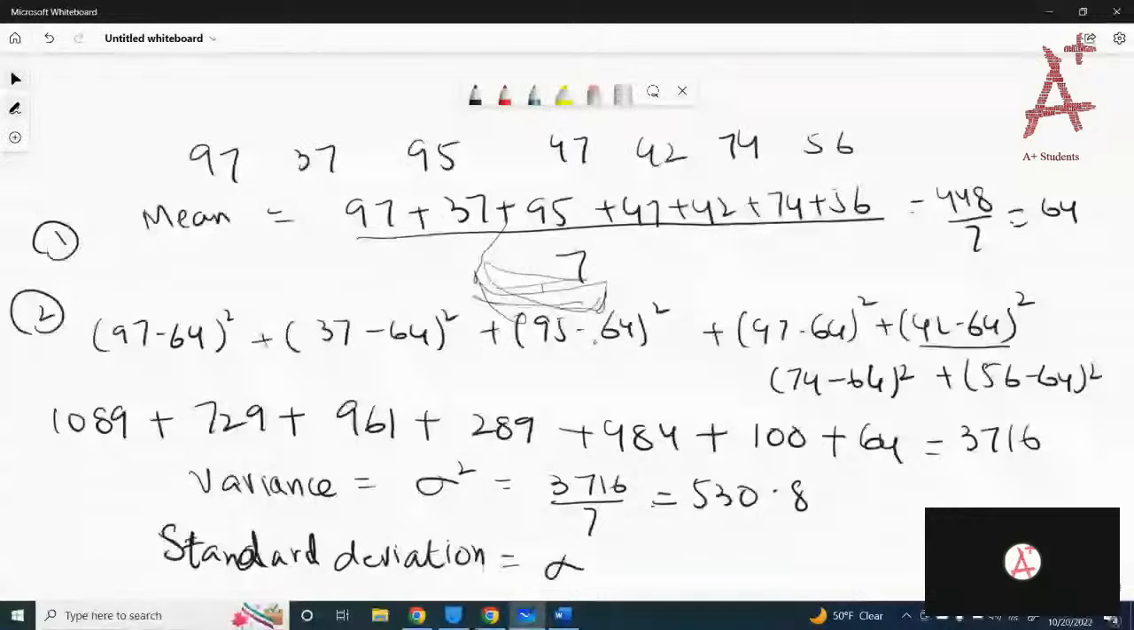So then the square root of 530.8 is 23.0. That means the standard deviation of the data is 23.0. Got it? Okay.